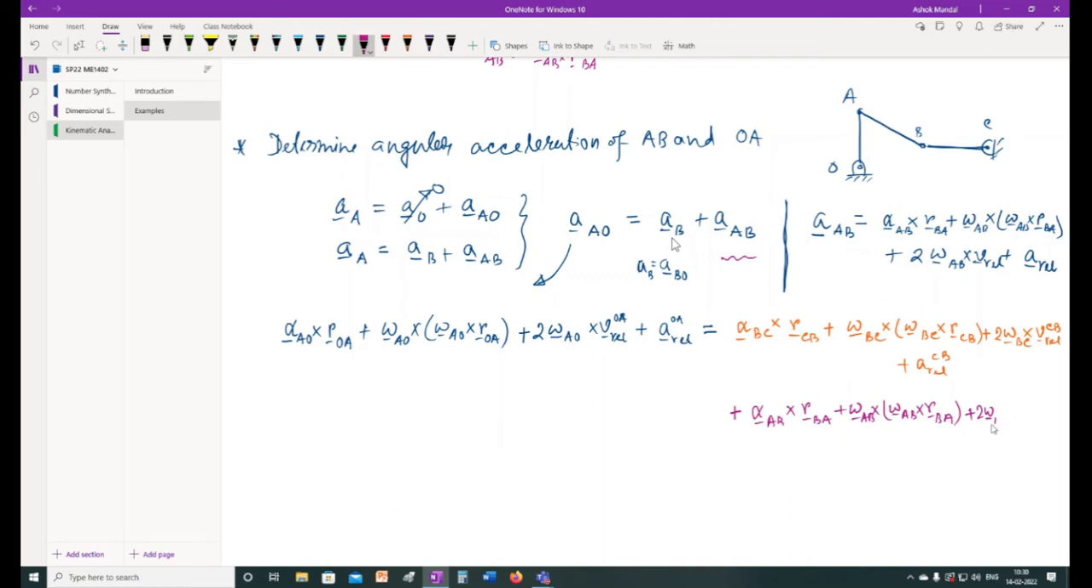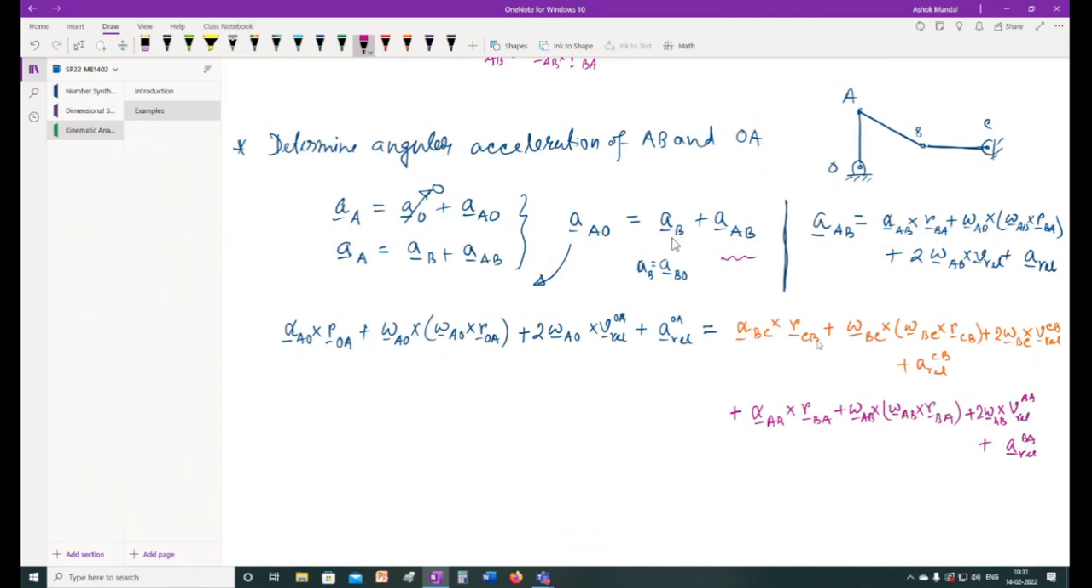Angular velocity is actually very interesting, but I'm not going into those things. Omega AB cross V relative of BA, plus A relative of BA.